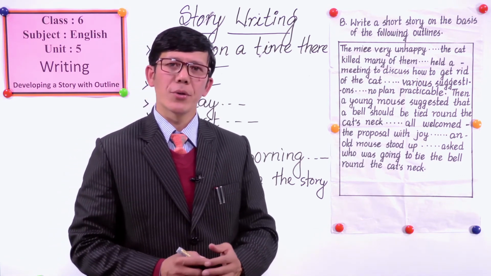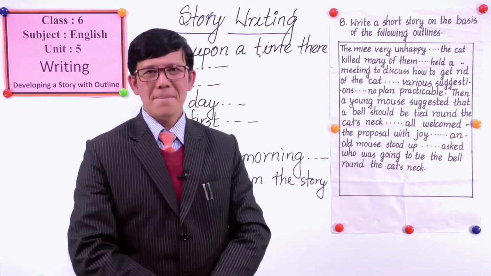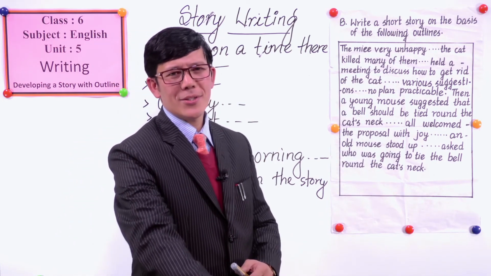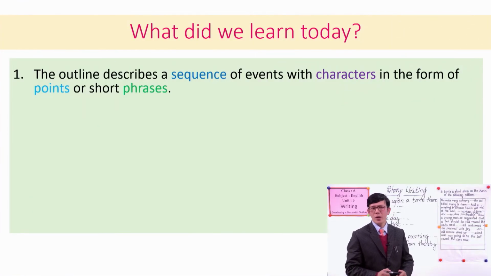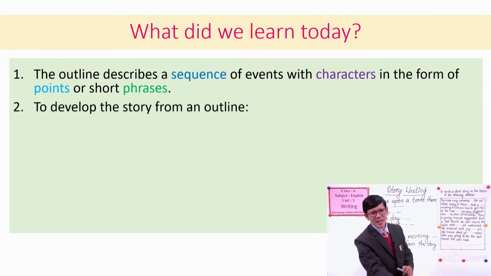So, my dear students, what did we learn today? Let's talk a bit. We got to know the outlines, which describe the sequence of the events with characters in the form of poems or what? Short phrases. We discussed these things before writing a story. And what did we discuss next?